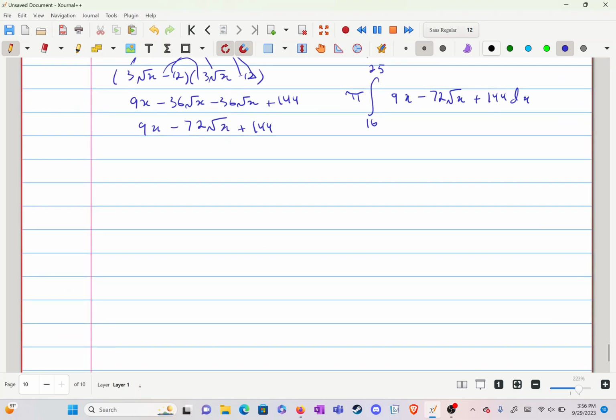Now we need to take the integral of that. I like to write this as x to the 1/2. So let's do that. We have 9x squared over 2, and we have 144x. But here we add 1 to this 1/2. It's going to be x to the 3/2 multiplied by 2 over 3. So we have this negative 72 times that. And what is that going to be? It's going to be 72 times 2, negative 144 over 3, x to the 3/2.